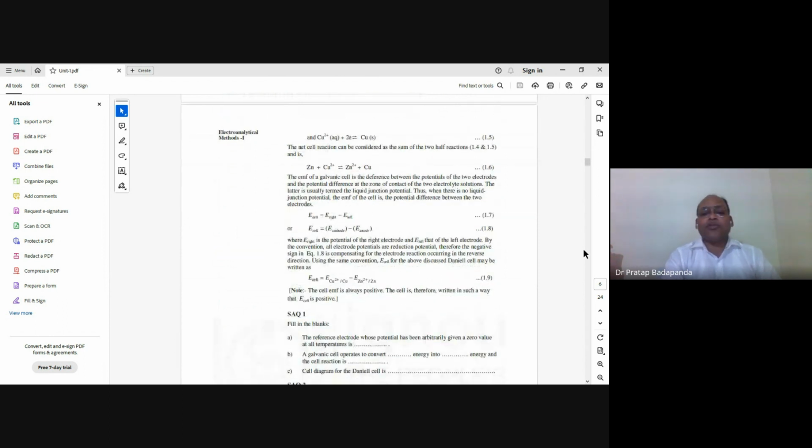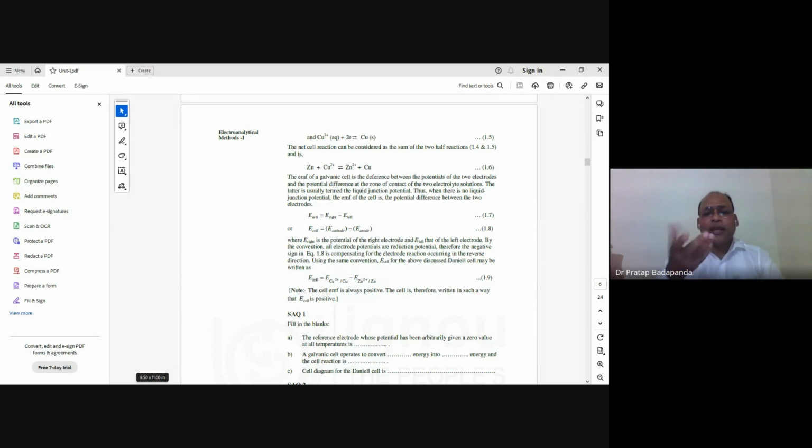So E cell means the electrode potential difference between these two, which is E cathode minus E anode. I don't prefer saying right and left, but it is okay. Usually the right electrode is used as the cathode and the left electrode as the anode. So E cell is equal to E cathode minus E anode. Note down this formula. This is essential for finding the electrode potential.